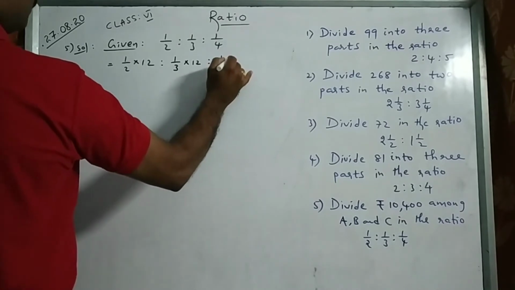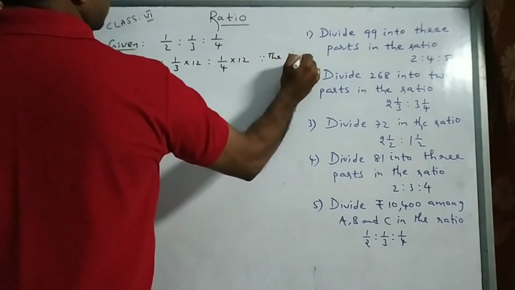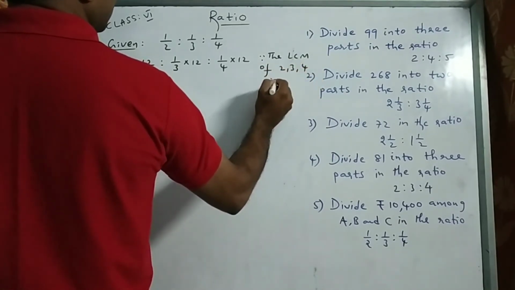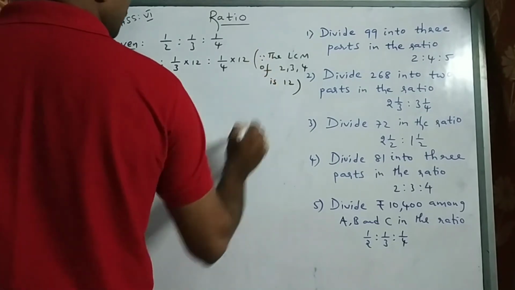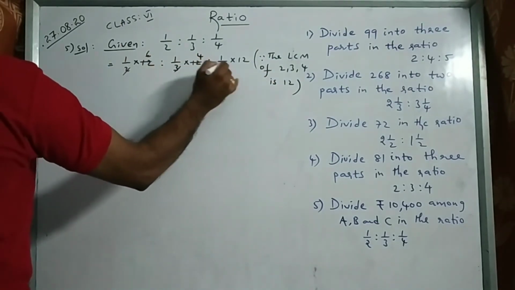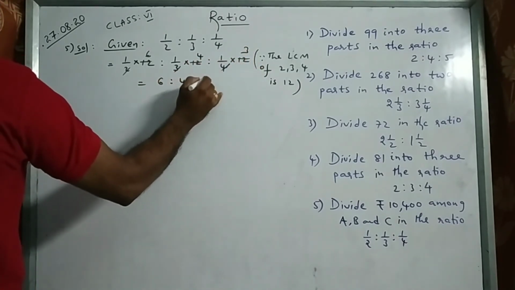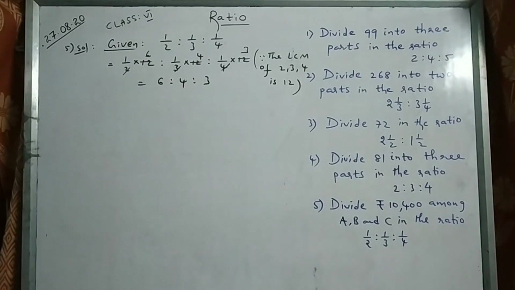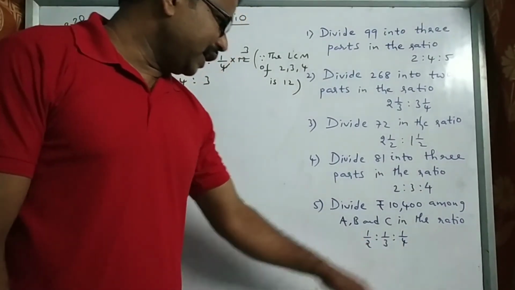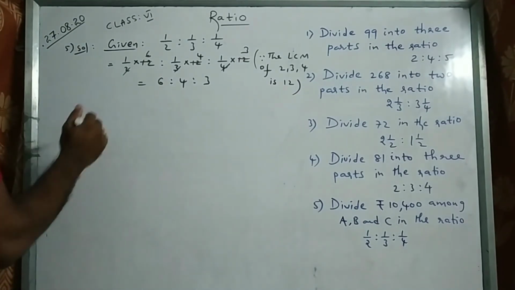So 1 by 4 into 12. Since the LCM of 2, 3, 4 is 12, okay, so it will be simplified now. 2 6s are, 3 4s are, 4 3s are. So 6 is to 4 is to 3. This is the simplified form. Whenever we are given fractions, take the LCM of denominators and the ratio should be multiplied by that LCM. Okay.